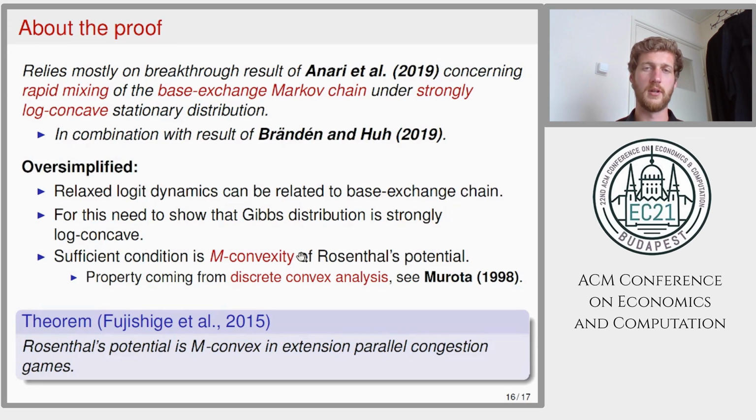So that's just a brief idea of the proof, but the main takeaway is that this Rosenthal function needs to satisfy this discrete notion of convexity in order to make everything work, in order to apply the results of Anari et al.